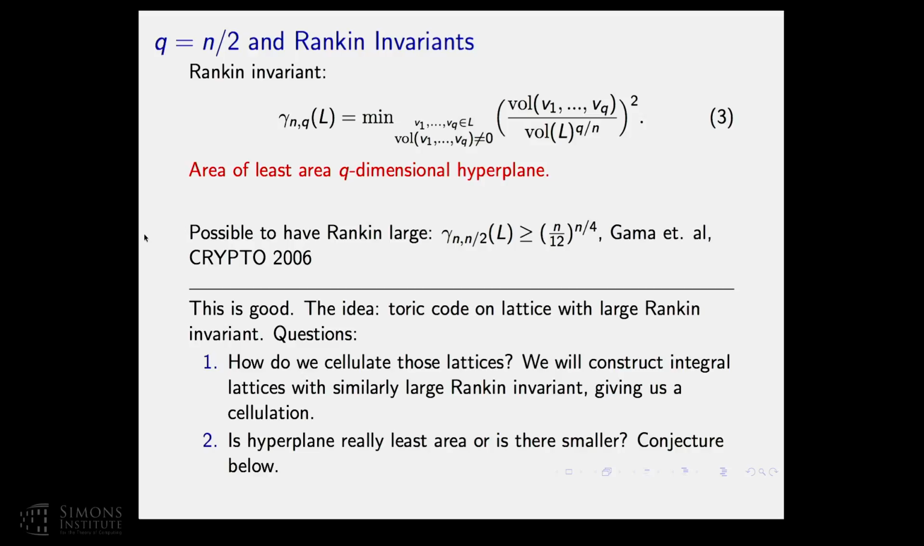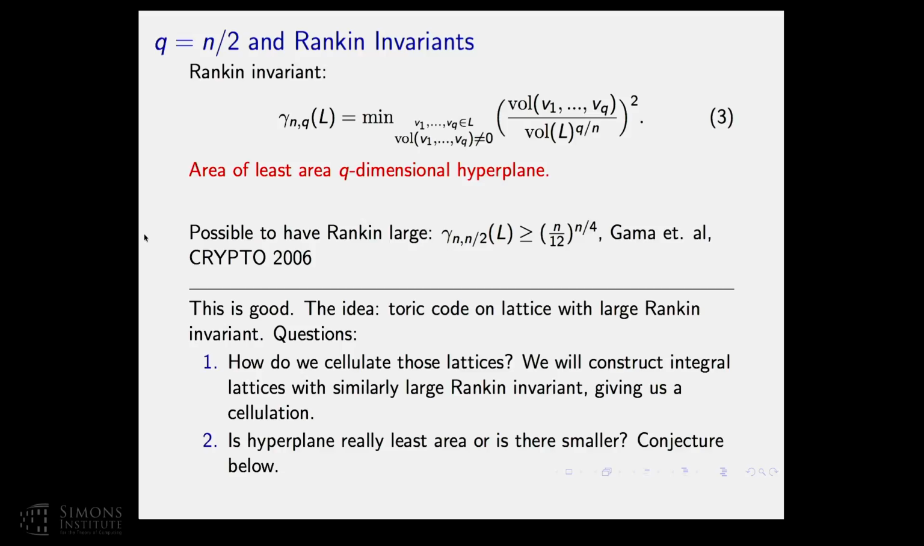You look at high dimensional lattices, you look in half the dimension, and you can come up with high dimensional lattices which have the following property. There's this invariant called the Rankin invariant listed here. It's a property of the lattice, the dimension of the lattice, and this q that you're looking at. So a natural thing for a lattice is the shortest vector. What's the shortest vector in the lattice that's non-zero? A generalization of this is this Rankin invariant.